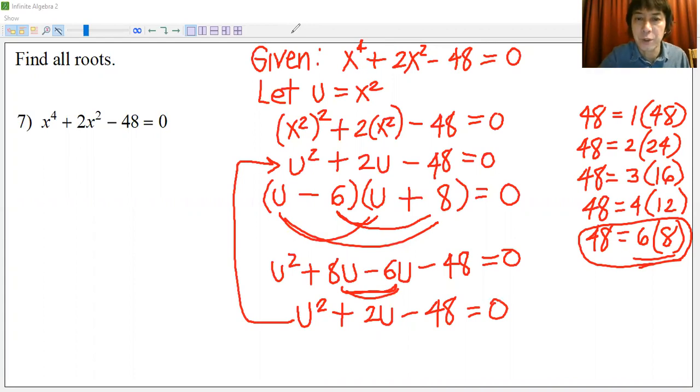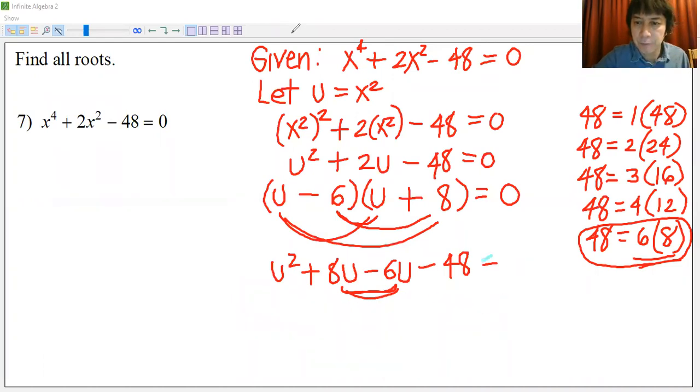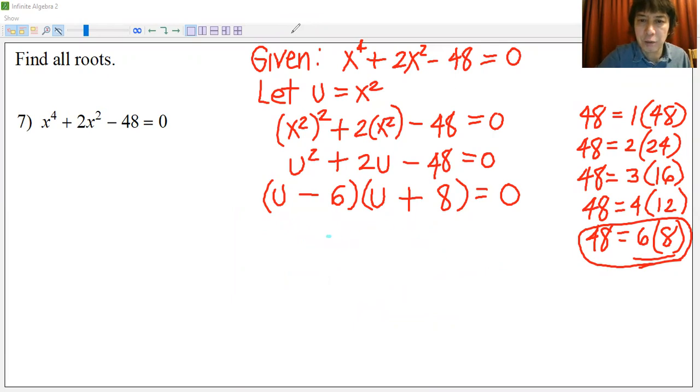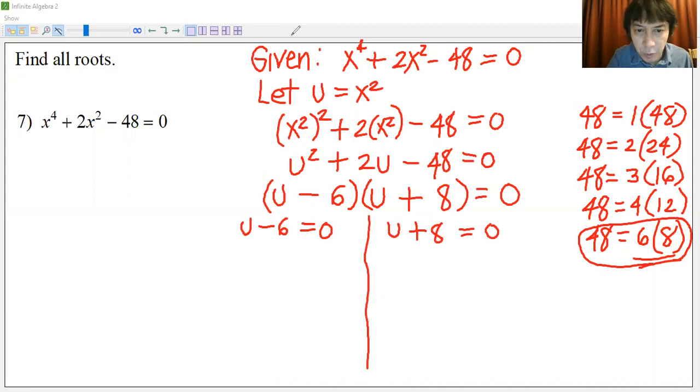So this is just checking. We shall proceed to our solution. Let me erase the checking. Let us continue with our solution. We will equate each factor now to 0. And this is U plus 8 equal to 0. Solve for U first. Let's start with the first equation. This is plus 6 and plus 6. Our U is positive 6.